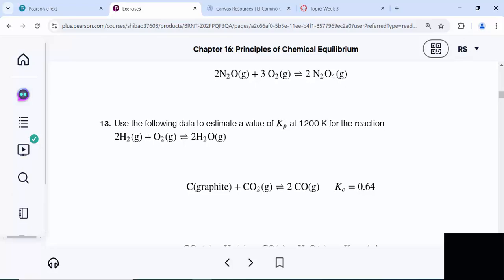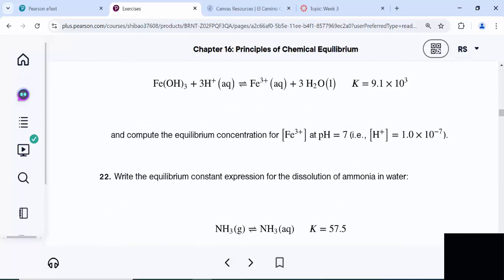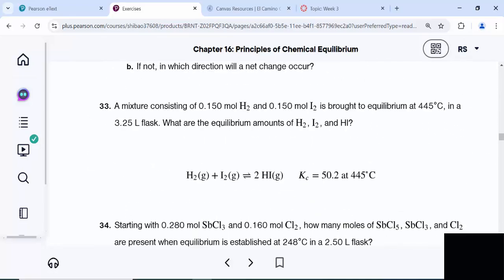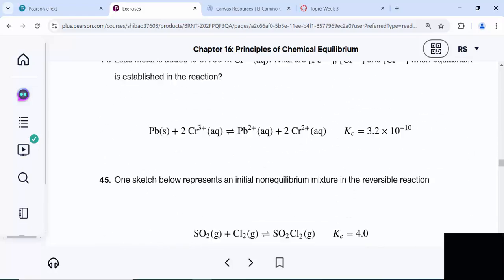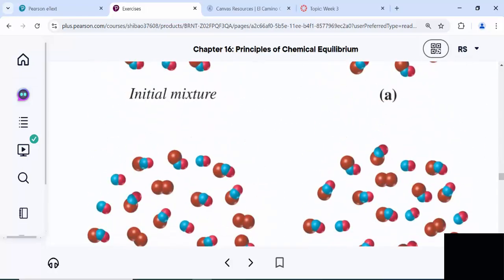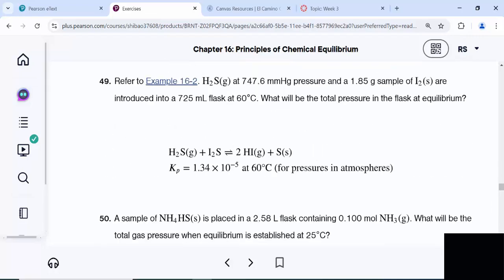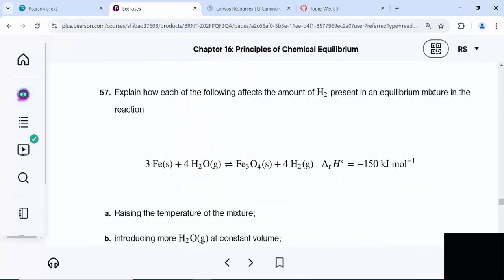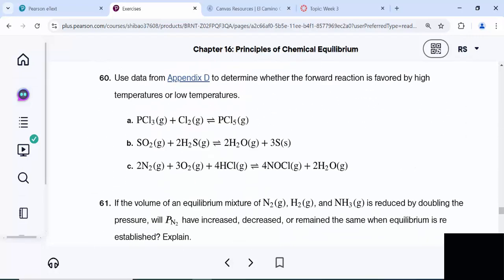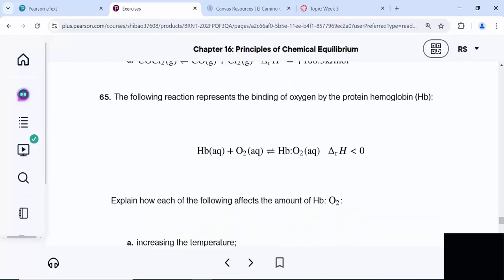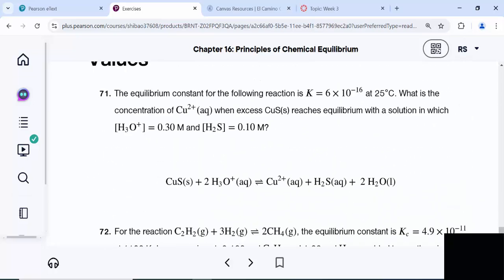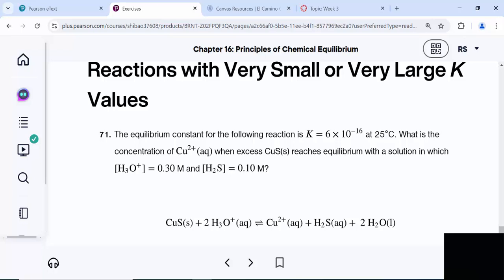Just scroll. What happened to this? Scroll back. So these are all qualitative Le Chatelier's. I want to do a quantitative calculation for this. But before I do that, let's take a look at this here.